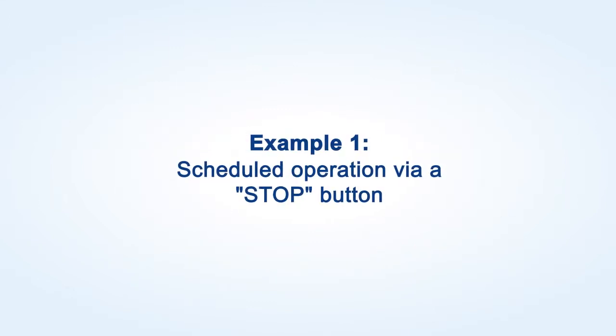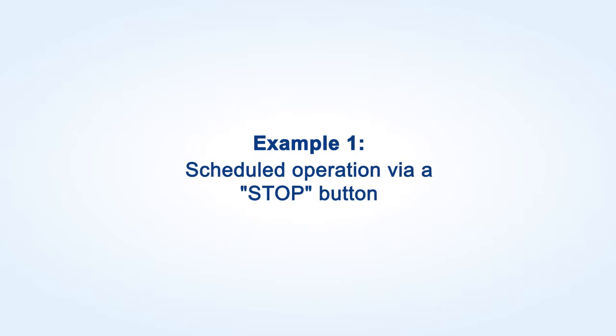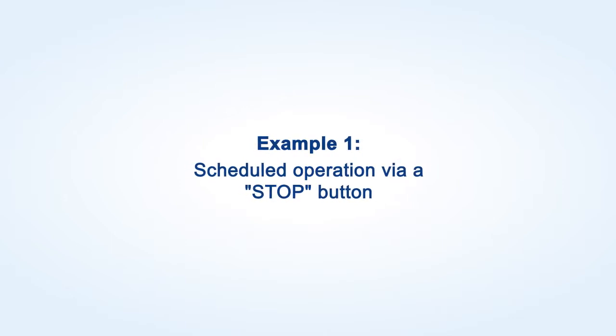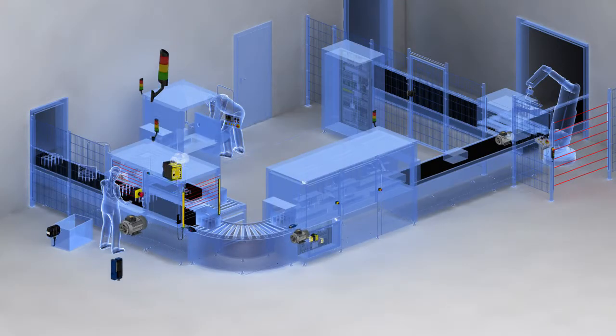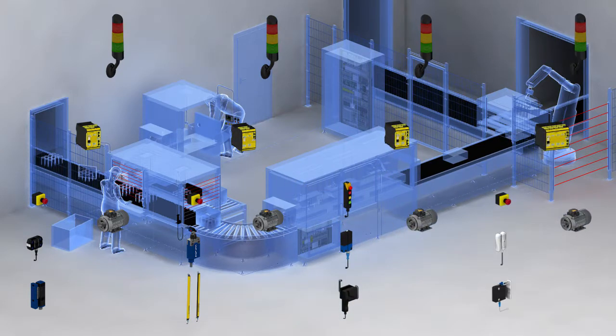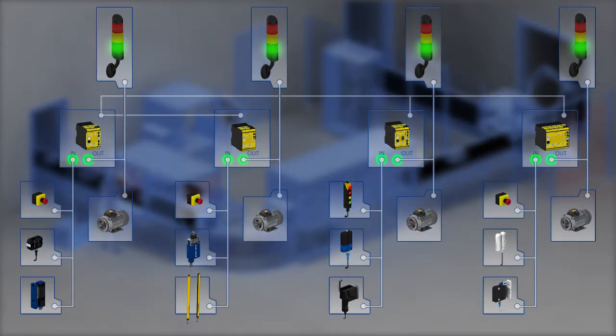Example 1. Scheduled operation via a stop button. The stop signal is transferred from the CPU to the internal communication module. The universal communication module now sends the information "stop button pressed" via the fieldbus to the higher level control system.